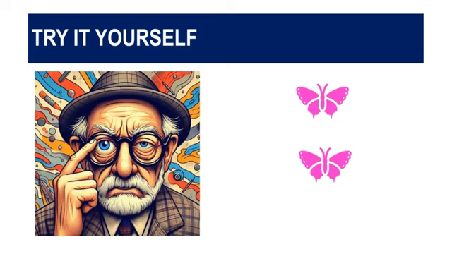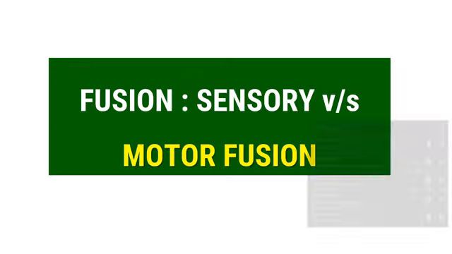So you can see two butterflies now, and this happens because as you put pressure on your globe, you are displacing the globe, and now this butterfly image is falling on the non-corresponding point instead of falling on the fovea of both the eyes, and that is the reason why you are experiencing diplopia. So I hope that makes it really clear what is meant by corresponding point, what is meant by non-corresponding point, and how our brain fuses those images which are coming from the corresponding points, and that is known as sensory fusion.